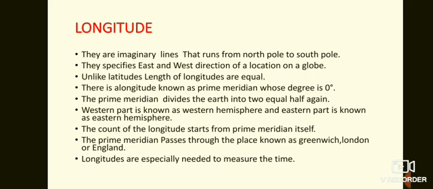There is a longitude known as the prime meridian whose degree is 0 degree. The prime meridian divides the earth into two equal halves again. The western part is known as the western hemisphere and the eastern part is known as the eastern hemisphere. The count of longitude starts from the prime meridian. The prime meridian passes through the place known as Greenwich, which is in London, England.